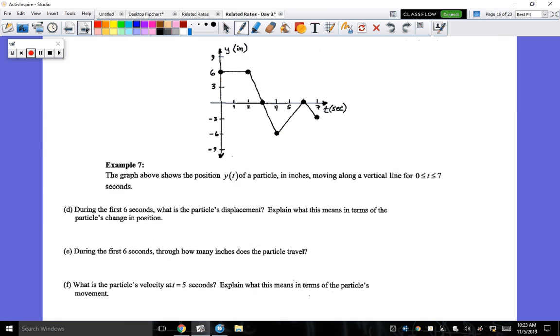All right, so let's move on. From the same one, during the first 6 seconds, what is a particle's displacement?